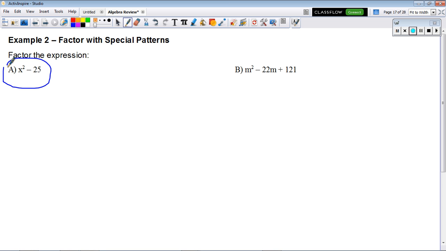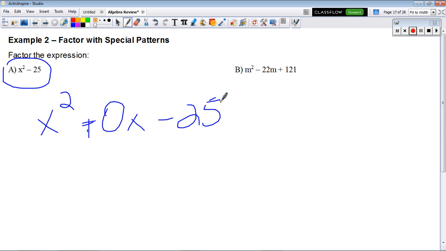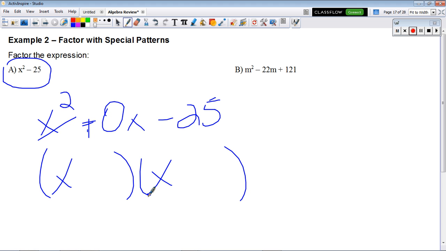So if you notice, this is x squared minus 25. If you notice with this, the middle term is missing. So what this really means, x squared minus 25, really means x squared plus 0x minus 25. So just notice that with 0x, we don't write that because 0x would be 0, but I'm going to leave that there because when I go to factor this, now I got x squared here, so this is going to be x times x. And if you notice with this, since it's a negative 25, because it's negative, that tells me the signs are different.